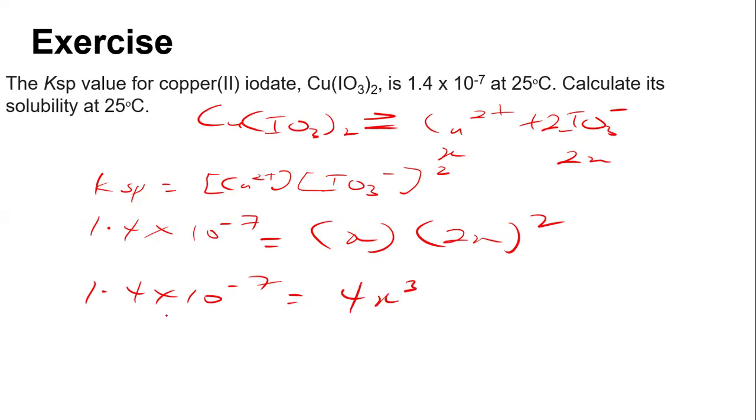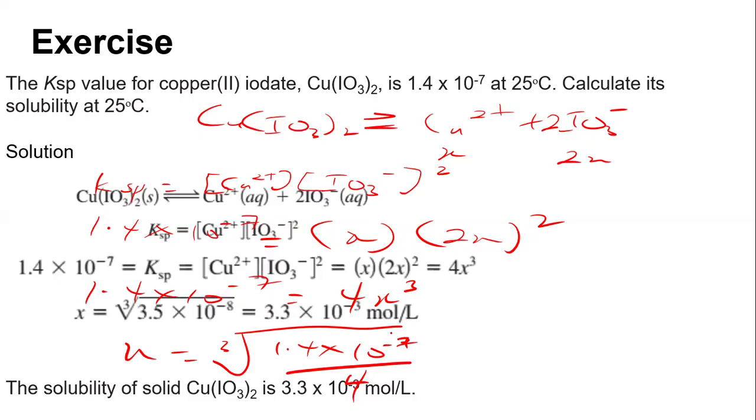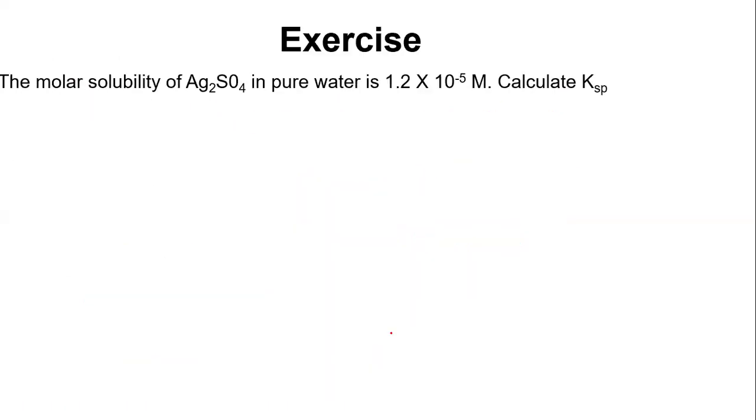If I change the subject, I'll get x is equal to the cube root of 1.4 times 10 raised to the power negative 7 all over 4, right? And that should give me my answer. If you follow the same suit, you get your answer as we have here: 3.3 times 10 raised to the power negative 3 mole per liter. That is that for that.